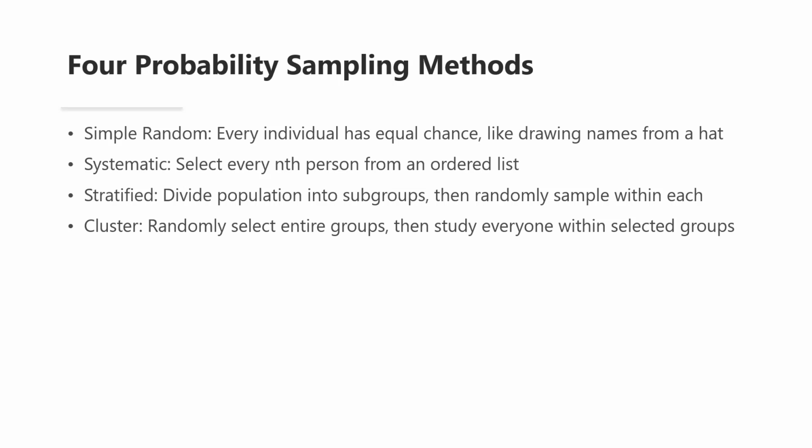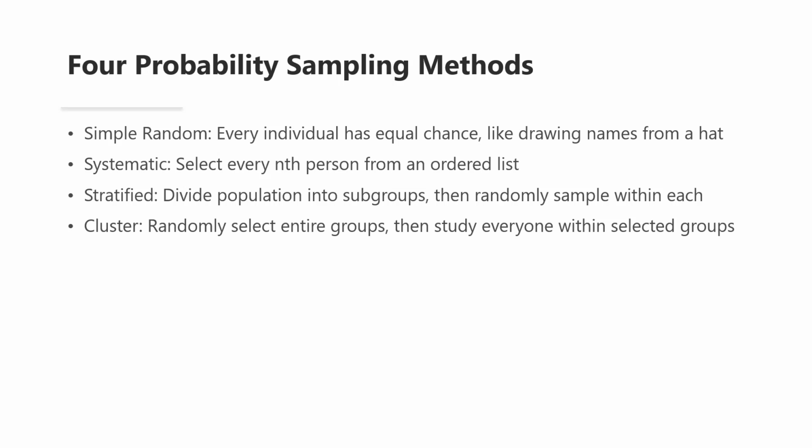Stratified sampling divides the population into distinct subgroups called strata based on a relevant characteristic such as age, gender, race, or income level. Then, a random sample is drawn from each stratum. This ensures that important subgroups are adequately represented in the final sample. Stratified sampling is particularly useful when you want to make comparisons between subgroups or when some subgroups are small and might be underrepresented in a simple random sample.